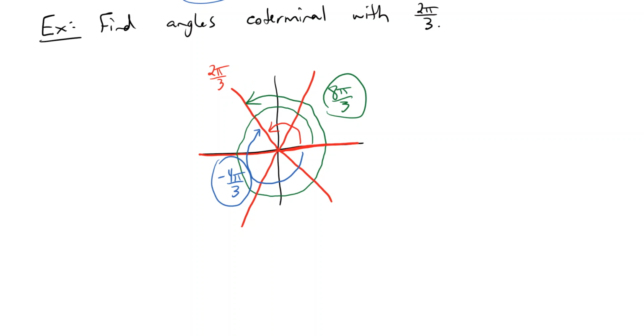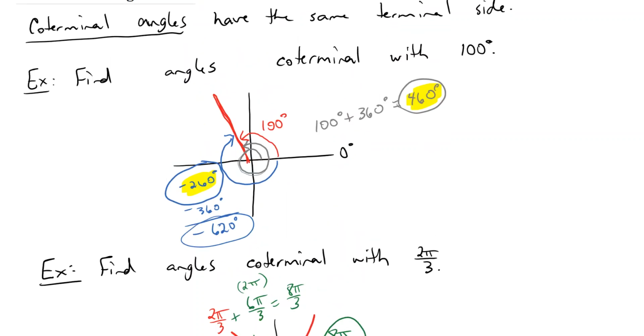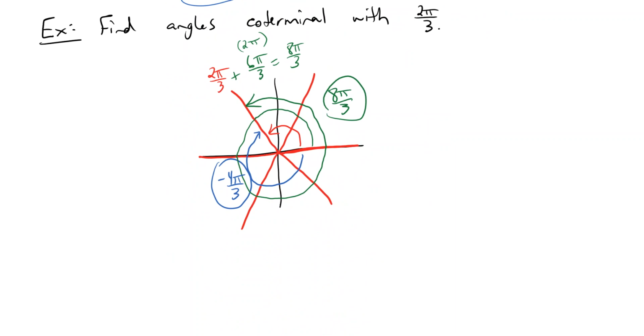So how did we get the 8 pi over 3? We took 2 pi over 3, we rotated that, and then how many more pi over 3's are there for a full revolution? Well, that's 6 pi over 3's. There's 6 pi over 3's in a full revolution, which by the way is the same thing as 2 pi, right? 6 pi over 3 reduces to 2 pi, which is literally a full revolution of the circle. But if you add 2 pi over 3 and 6 pi over 3, you get 8 pi over 3. So in either case, degrees or radians, you simply add or subtract a full revolution.